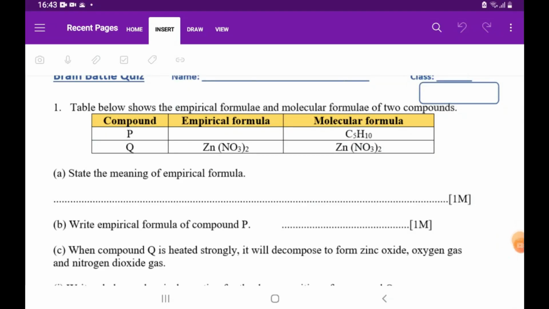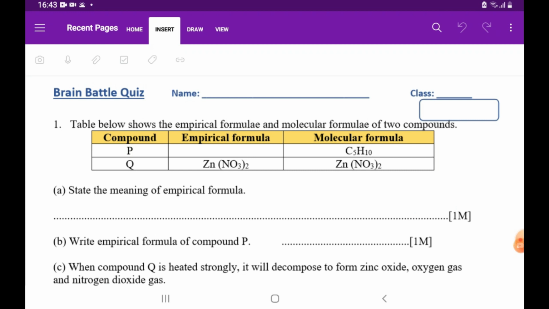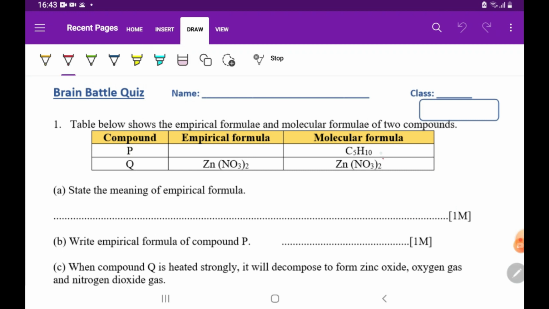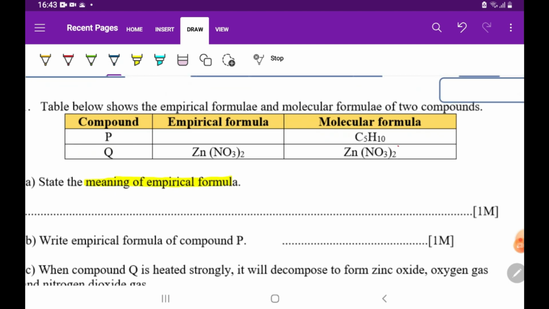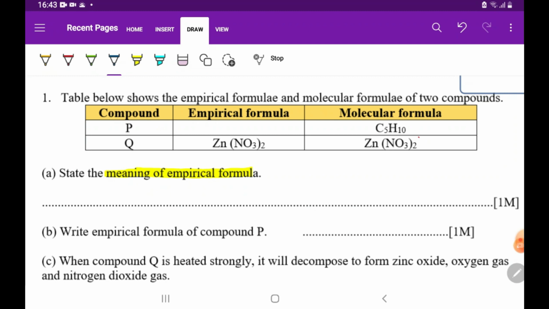Okay, now we look into the answer for the quiz for 4A today. Okay, so the diagram shows the empirical formula and the molecular formula for two compounds. So first, what is the meaning of empirical formula? Okay, so this one is a very popular question that you should remember.